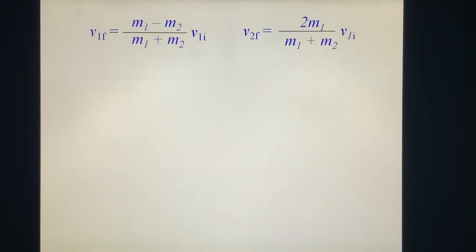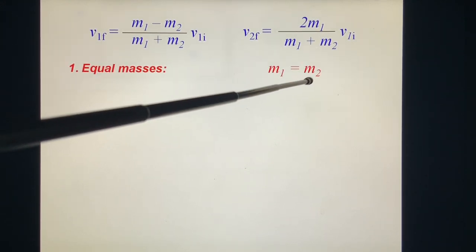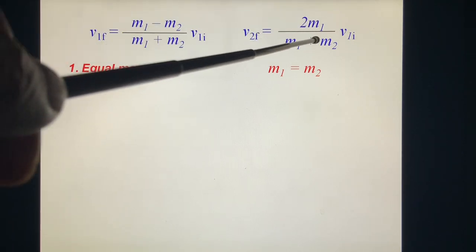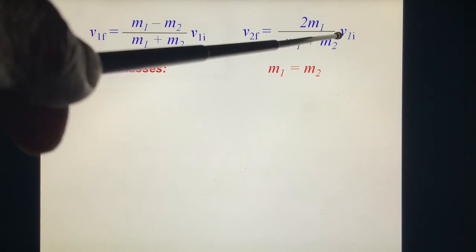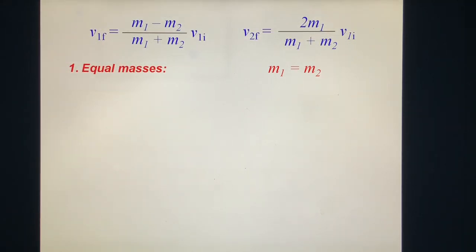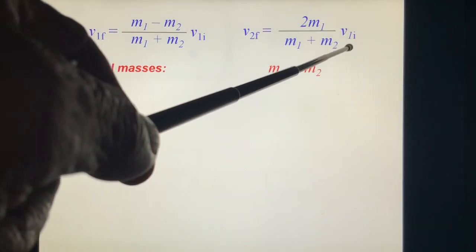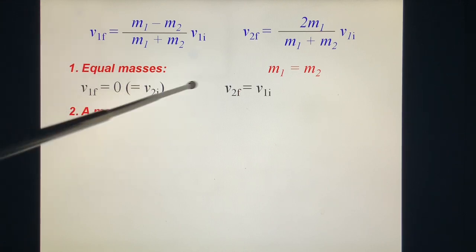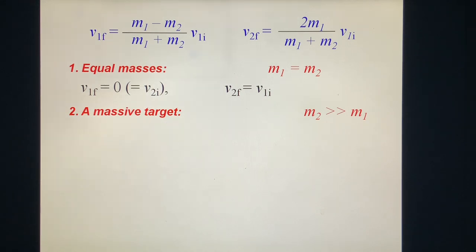This is the answer we got. Now, let's see special cases. First, equal mass, m1 equals m2. After collision, this is zero, and this is 2m1. So v2f equals v1i. What does this mean? If the masses are equal, they exchange speed. v1f is zero, and v2 initial was zero, it was stationary. v2f equals v1i. They exchange speeds.